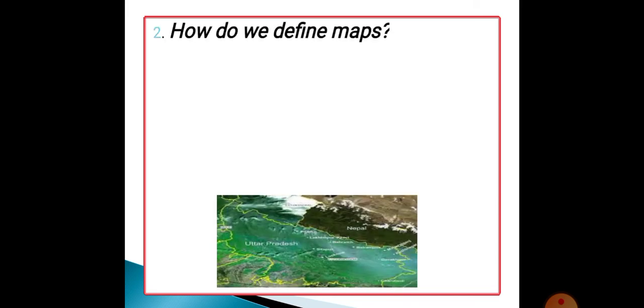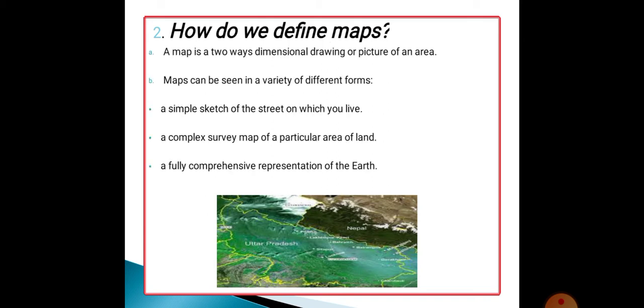Now, this is a map. How do we define maps? What do you understand by map? The first thing that comes. See, a map is a two-dimensional picture. Yeah, a drawing or a picture of an area. Yes. Maps can have a variety of different forms. So it can be like showing different landforms or showing rivers across our country. A simple sketch of the street on which we live.